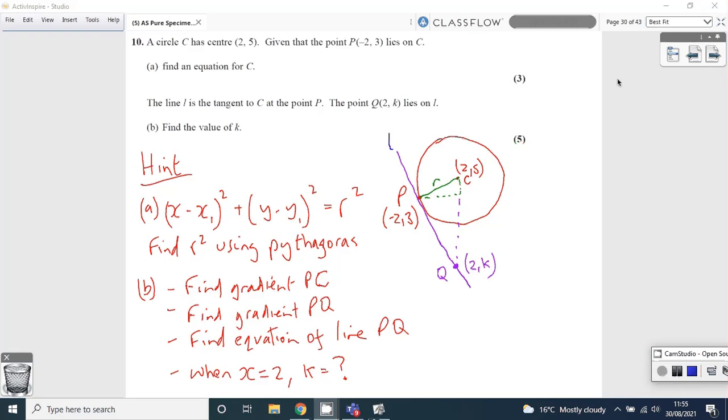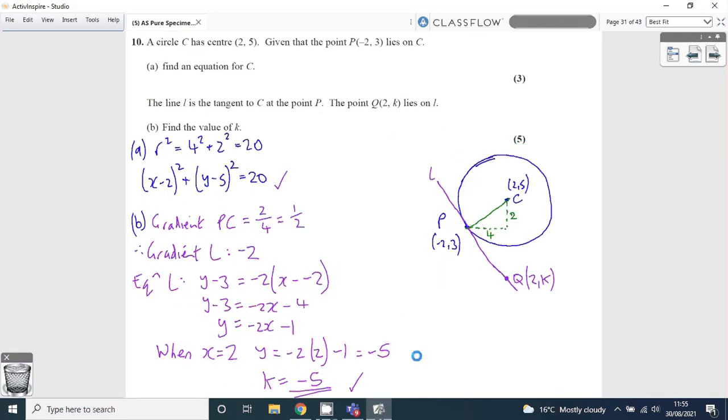So the solution for question 10, following on from the hint. We know that the radius is going from P to C. The base of the triangle is going from minus 2 to 2, which is a length of 4, and the height of the triangle is going from 3 to 5, which is a height of 2. So using Pythagoras, the radius squared equals 4 squared plus 2 squared, which is 20.